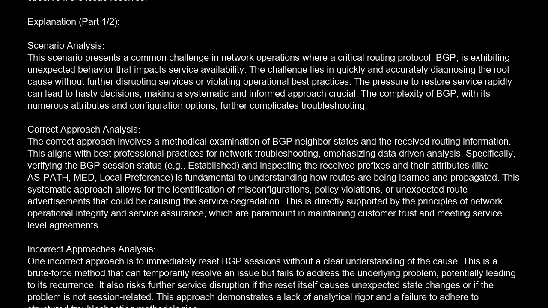Correct approach analysis. The correct approach involves a methodical examination of BGP neighbor states and the received routing information. This aligns with best professional practices for network troubleshooting, emphasizing data-driven analysis. Specifically, verifying the BGP session status, e.g., established, and inspecting the received prefixes and their attributes, like AS path, MED, local preference, is fundamental to understanding how routes are being learned and propagated. This systematic approach allows for the identification of misconfigurations, policy violations, or unexpected route advertisements that could be causing the service degradation.